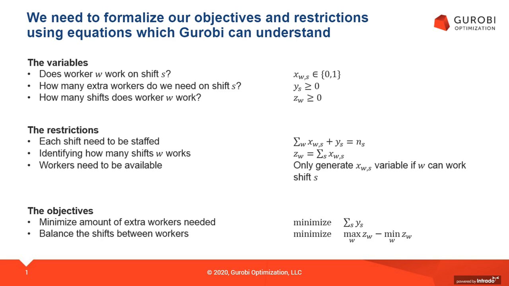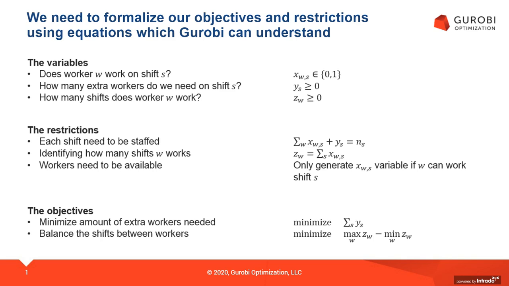Equally, we want to balance the number of shifts between the workers. The way we do this is we minimize the difference between the maximum number a given worker works and the minimum number. So if we think about the example I said before, where Anne was working 12 shifts and Jack 2, in this case the max would be 12 and the minimum maybe 2, so that's 10, and we would try to reduce this number as much as possible to create a fair schedule where all workers get similar amounts of work.